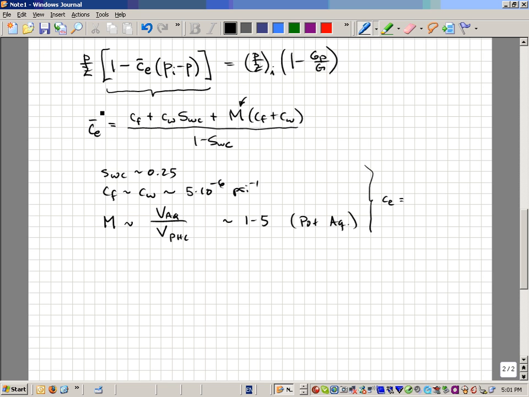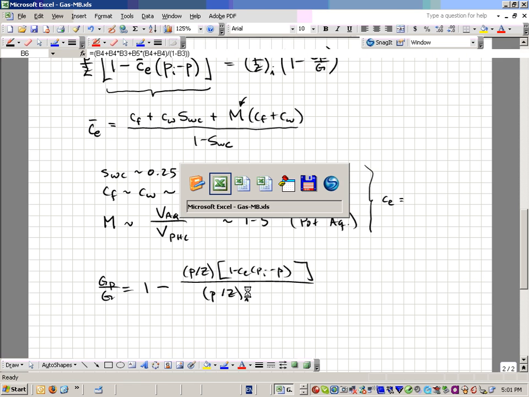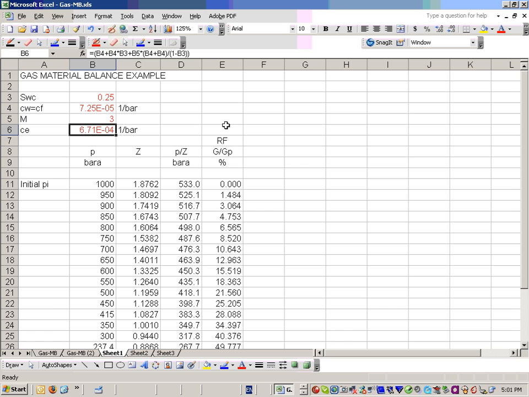So now we're going to have to solve this equation for Gp over G, which will be 1 minus the P over Z term, times this entire 1 minus Ce times (Pi minus P), divided by P over Z initial. We'll calculate a new column in the spreadsheet here, which is for our straight line hydrocarbon pore volume being constant assumption, and this is for our pot aquifer model.